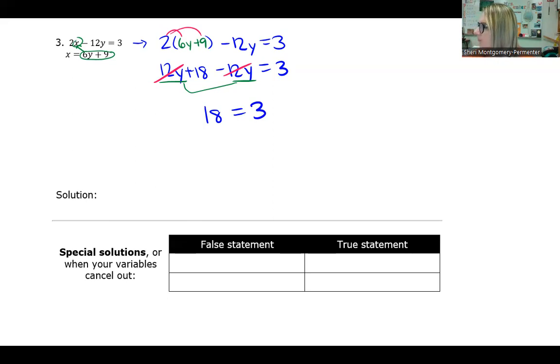Is that true? No, not in any world. That is not true. We call that a false statement. What is our answer when we get false statements? No solution.